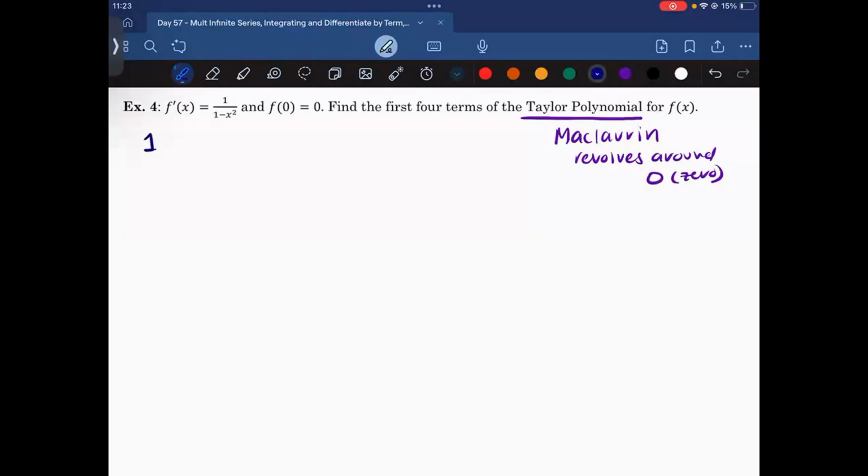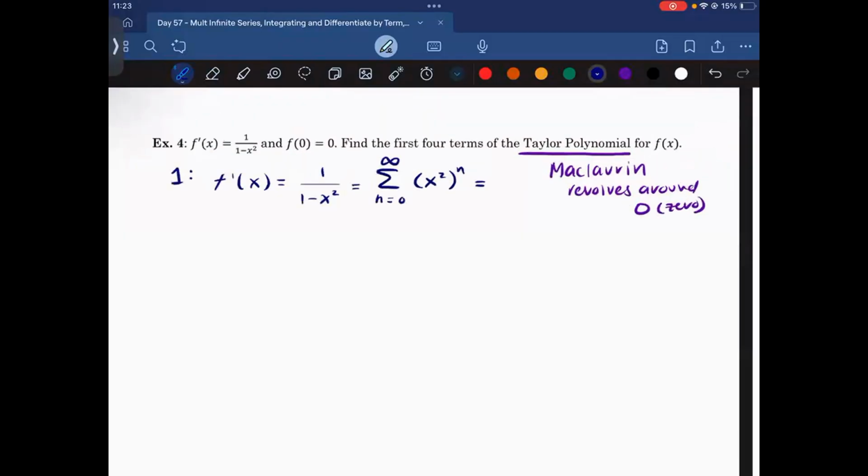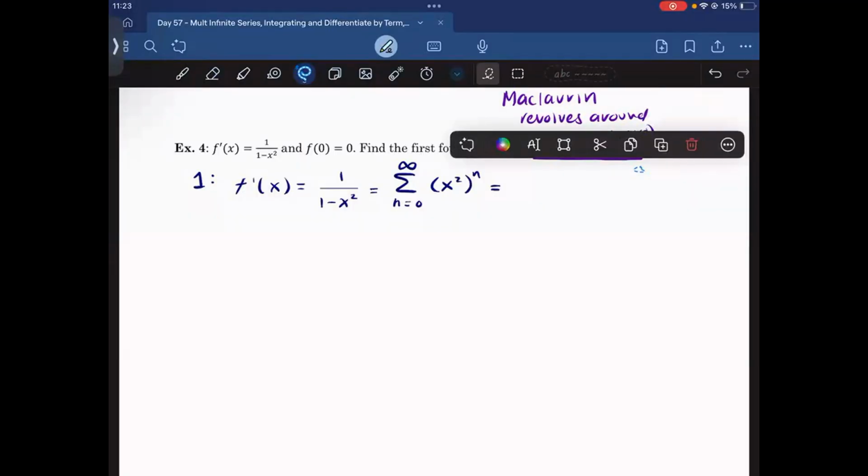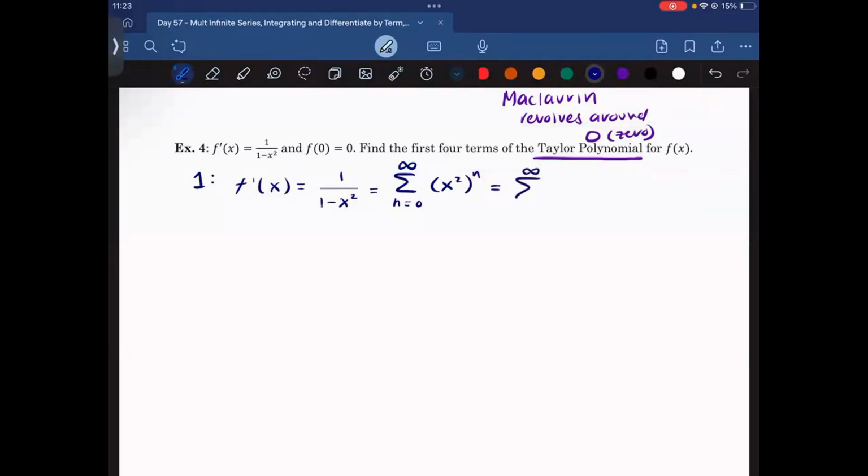Okay, so I'm going to do option 1, f prime of x. And if I recognize that, it looks like the 1 over 1 minus x, which is the summation of x to the n, but instead of the x, we're going to put in an x squared. So x squared to the n. Move this up here so it's out of my way. And then we want to find the integral of it.